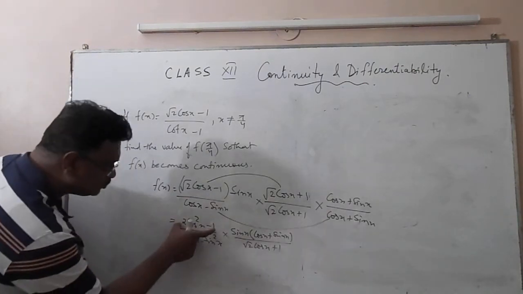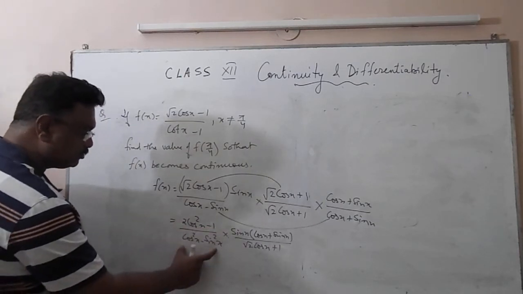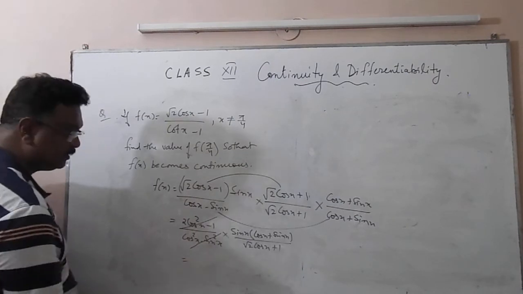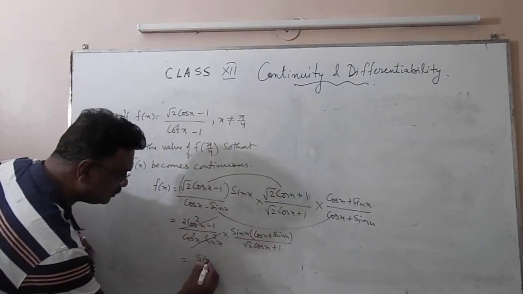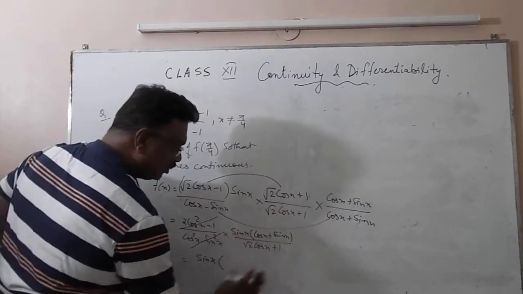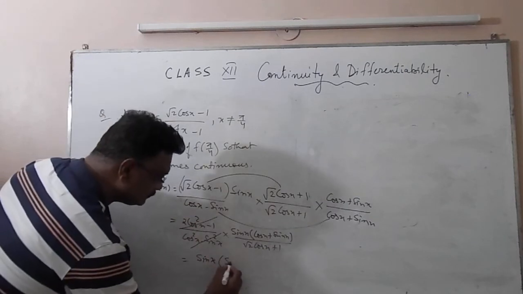So this is 2 cos square x minus 1, which is the same as cos 2x, and this is also cos 2x. So these two terms get cancelled. Now, cos x plus sin x, how can you write it? Cos x plus sin x can be written as sin pi by 4 plus x.